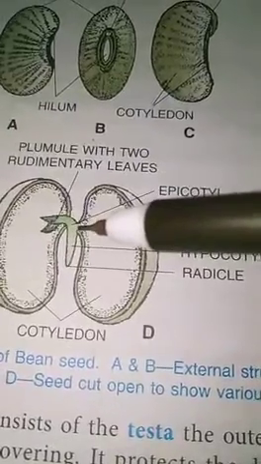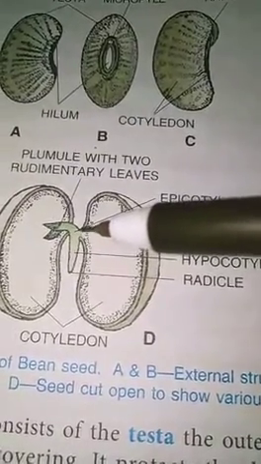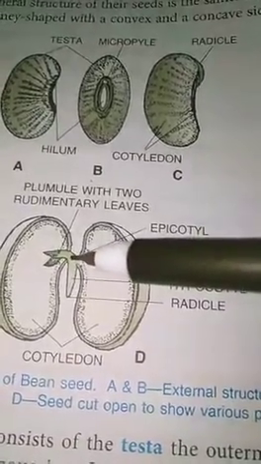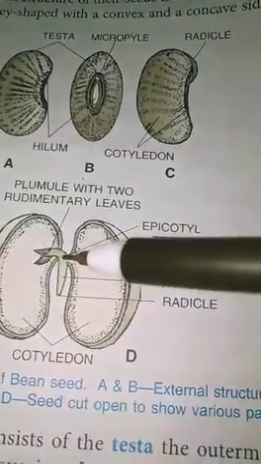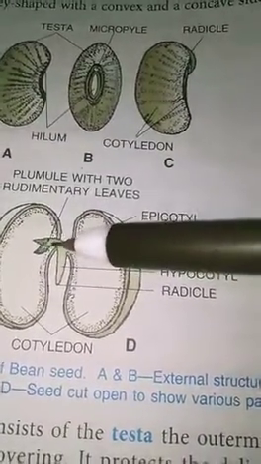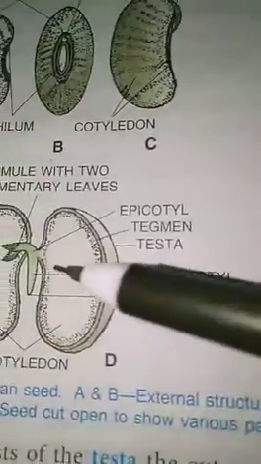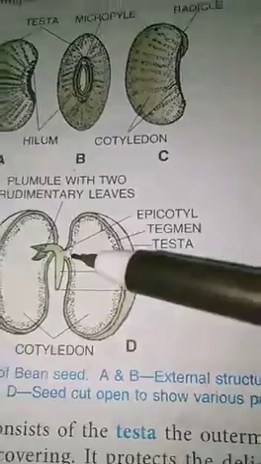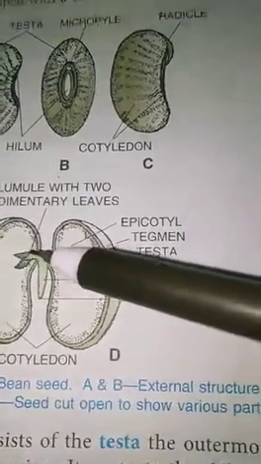Here, go through this diagram. This is the axis of embryo that attached to the cotyledon, and this region above the axis of attachment of embryo to the cotyledon is known as epicotyle region, and the region below the attachment is known as hypocotyle. If the epicotyle elongates, the cotyledon remain under the ground like this, and this type of germination is known as hypogeal germination.